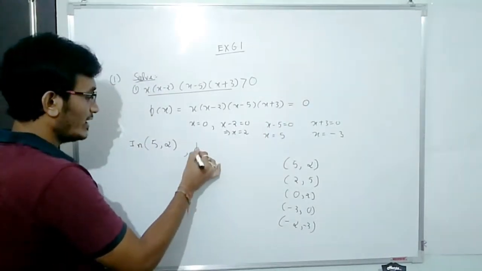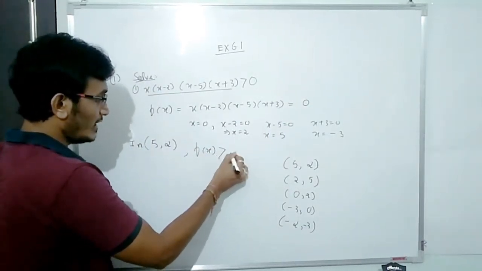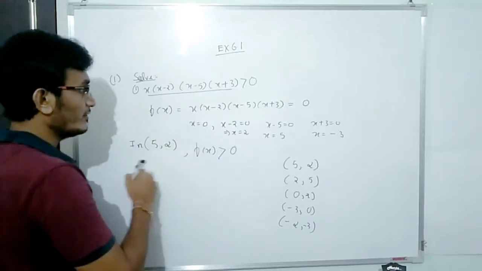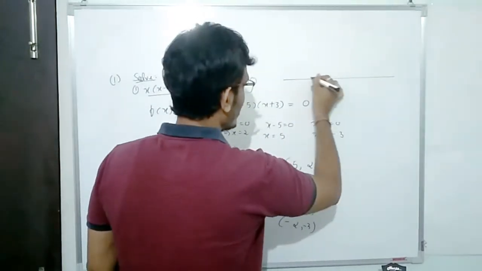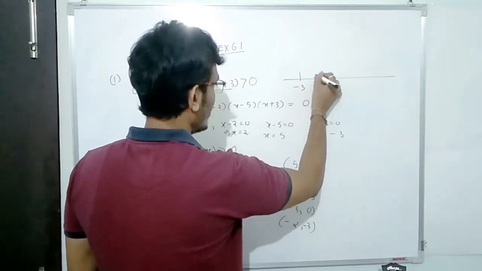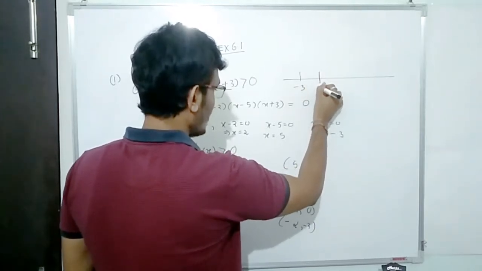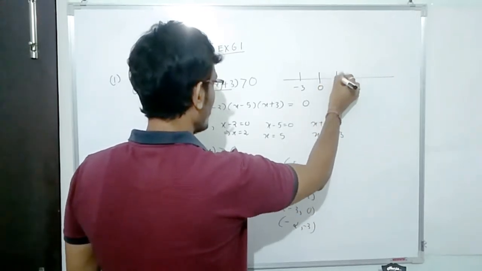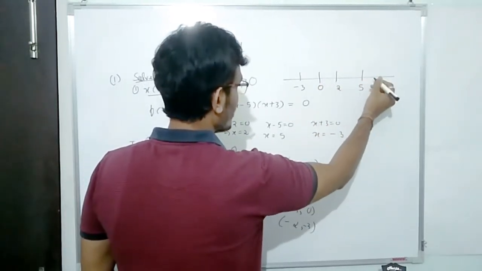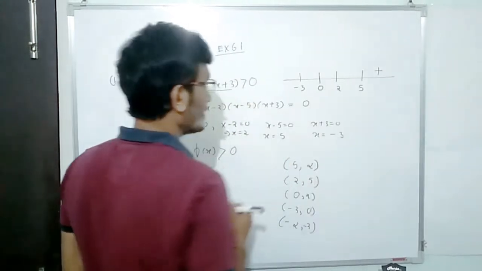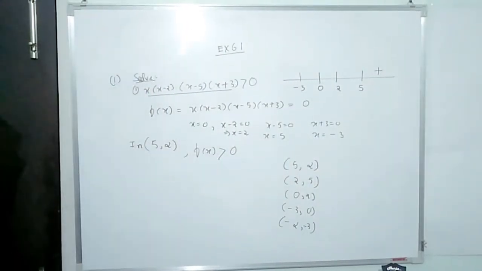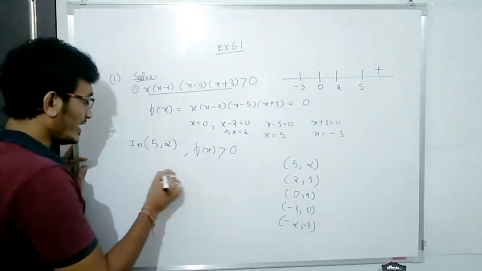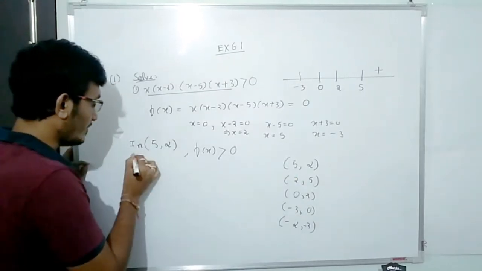So we can write f(x) is greater than 0. So in this interval, f(x) is greater than 0. So once again, writing the numbers minus 3, then after that 0, 2 and 5. So in this interval, the f(x) is positive. Okay. Then next, let us check (2, 5).